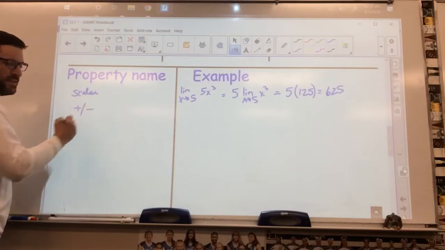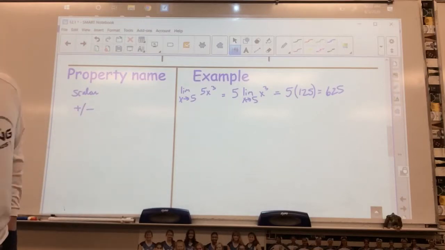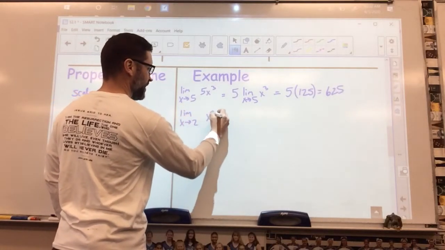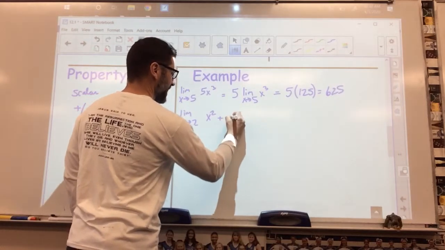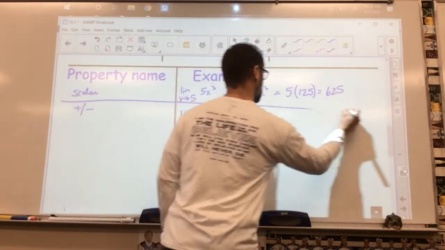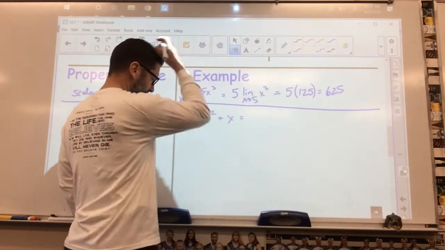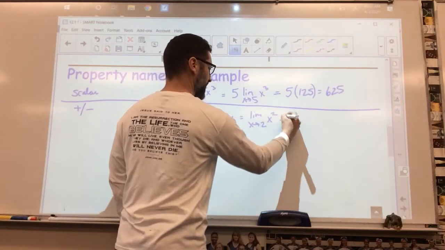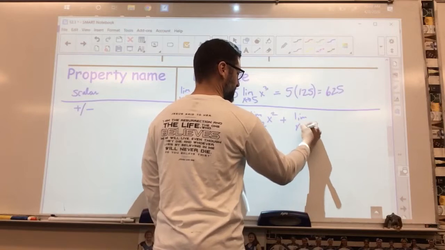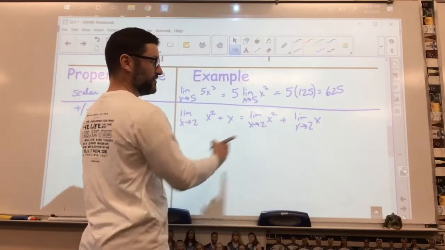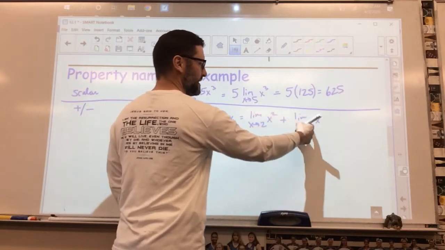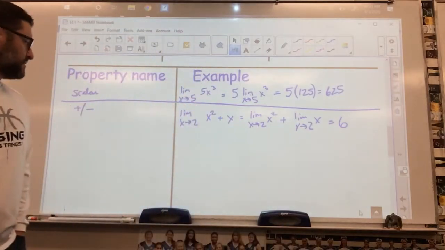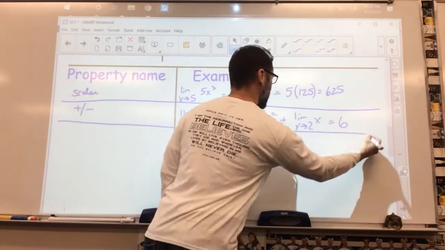An adding and subtracting property says you can divide limits up if you need to. So we can find the limit as x goes to 2 of x squared plus x. I can find both of these limits individually. I can find the limit as x goes to 2 of x squared, and I can add to it the limit as x goes to 2 of x. Well, I plug a 2 in there, I get 4, plus I plug a 2 in there, I get 2. 4 plus 2 is 6. So I can divide limits up like that.